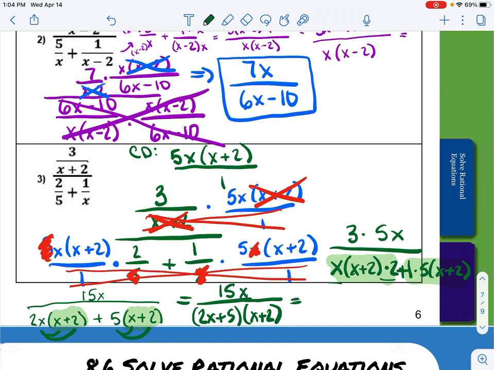Oops, I forgot the x here. Here we go. Or you can distribute and combine like terms, 15x over, I'm going to do it all in one step. You end up getting 2x squared plus 9x plus 10. These are truly equivalent. They mean the same thing. They're just two different ways to write the solution. And we can't simplify any further, so we are good to go.